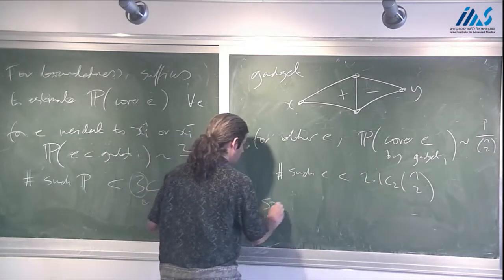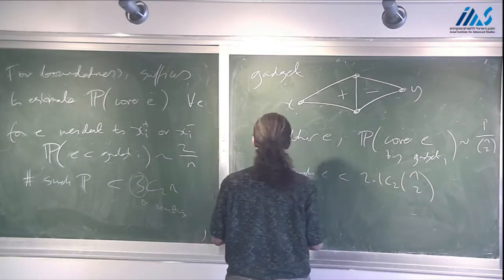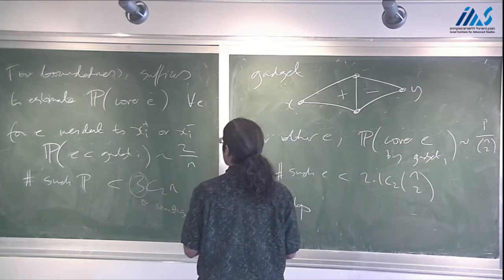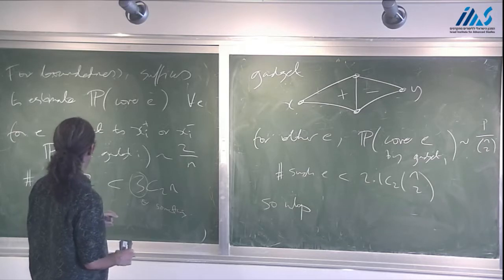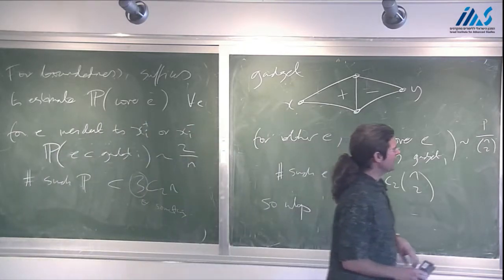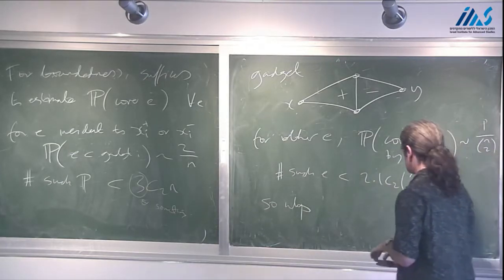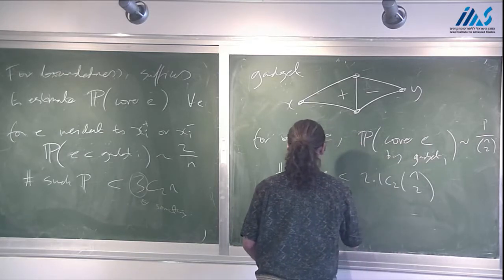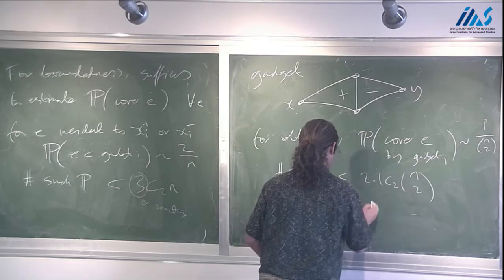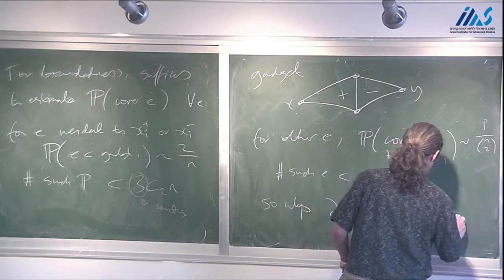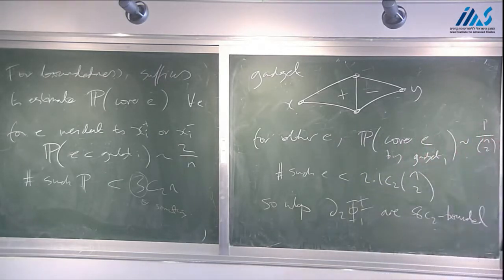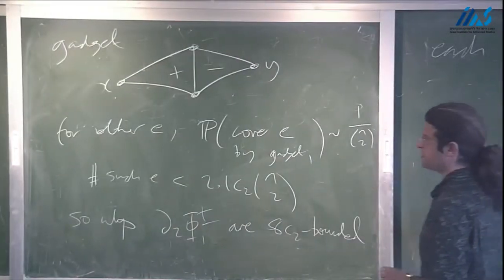So with high probability, I seem to remember that it came out as being 8 bounded, so 8C2 bounded. Where did 8 come from? 3, 2.1 is 5, maybe 8 was a bit of an overestimate, but let's say both of these are 8C2 bounded, just to be safe. Maybe 8 can be improved, but I don't really care about the numbers. And we have the property which we wanted for J1.